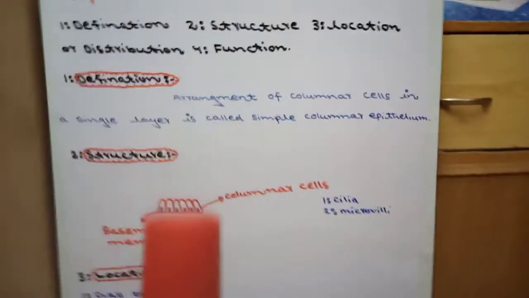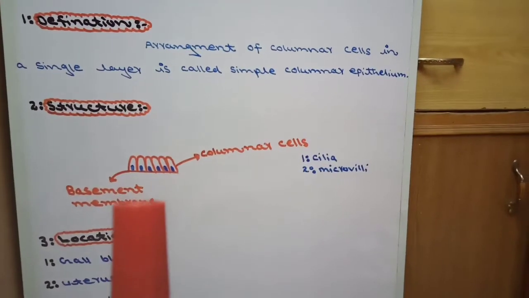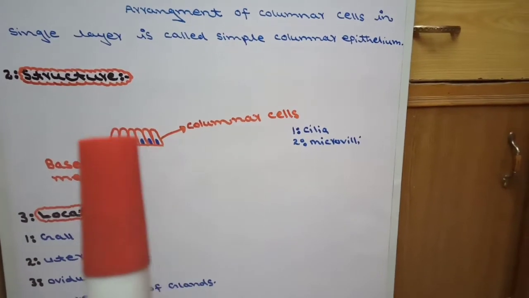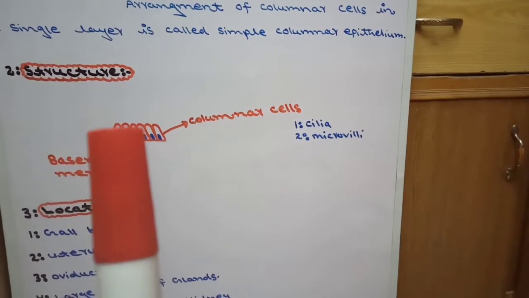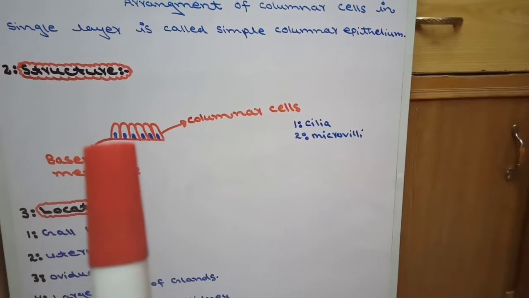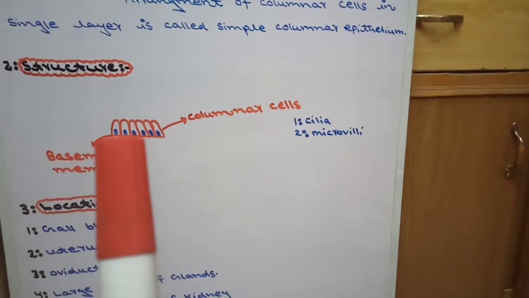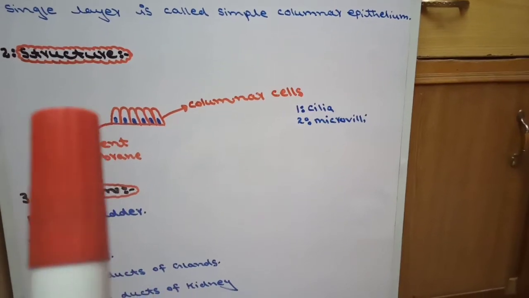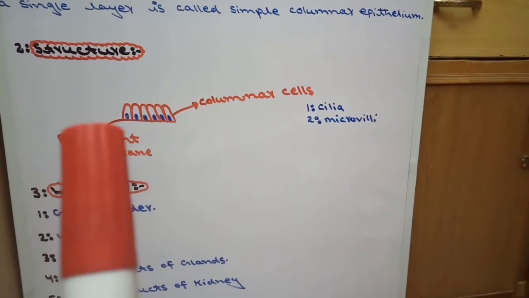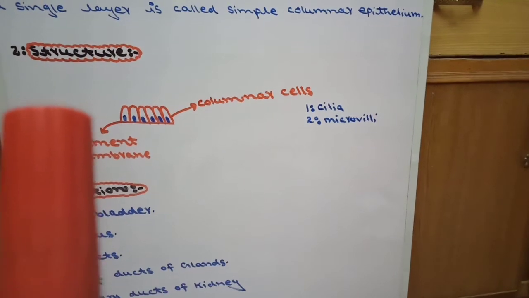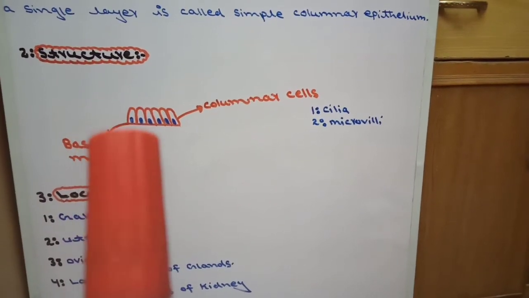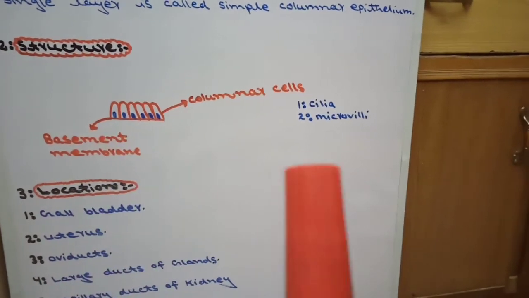Now come to the structure. In structure, this is a basement membrane on which the columnar cells are arranged in a single layer. The columnar cell has height more than its width or breadth, and they have a cylindrical nucleus which is present at the base of the cell.